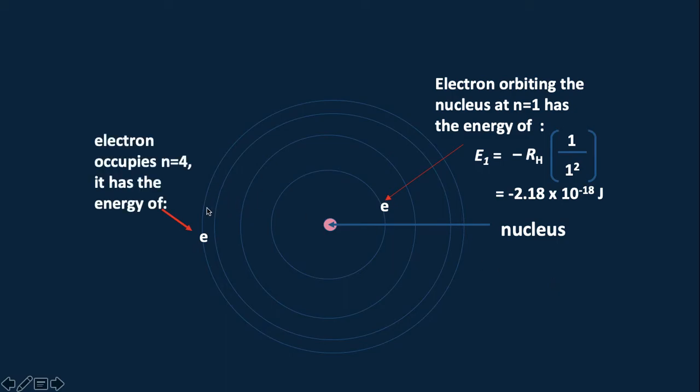So this is n equal to 4, the principal quantum number, or the fourth shell. It has the energy of E4 equal to negative RH 1 over n squared. Your n is 4, so 1 over 4 squared. So this is the value for E4.